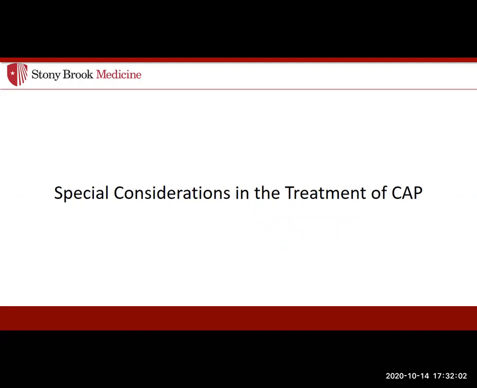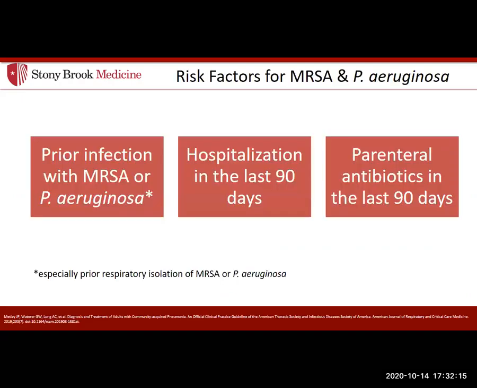All right, so although we just reviewed the basic treatment regimens for different types of outpatient and inpatient pneumonia, in practice, there may be some cases that require special considerations when obtaining cultures or selecting treatment regimens. Before getting into the specific MRSA and Pseudomonas recommendations, I want to highlight the individual patient risk factors for CAP caused by MRSA and Pseudomonas.